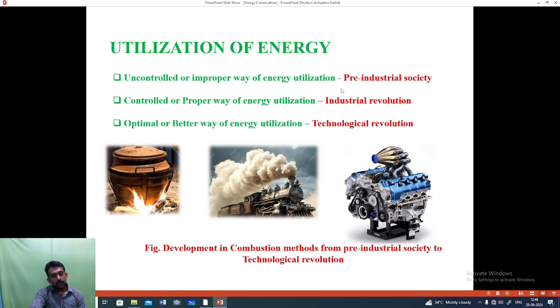So in the pre-industrial society, we were using an uncontrolled or improper way of energy utilization. The energy utilization was highly uncontrolled and improper, and we can see from this that a lot of thermal energy is wasted by means of external combustion. So this should have to be controlled.